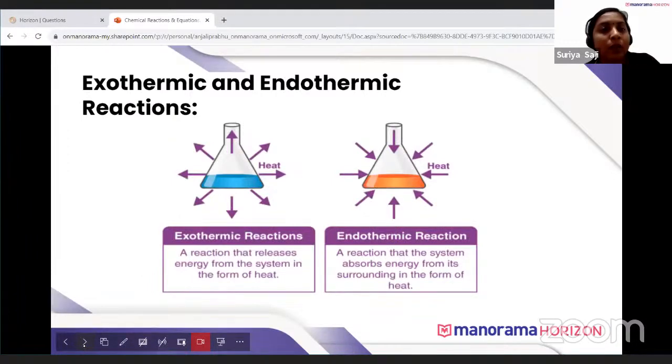Okay, so we'll see now exothermic and endothermic reactions. We know this clearly. The reactions in which heat is released are exothermic. If heat is absorbed, then that reaction is known as an endothermic reaction. So this is the major difference between exothermic and endothermic reactions. If the system releases energy, heat energy, that is exothermic. Then if it is absorbing, it is endothermic. Okay.